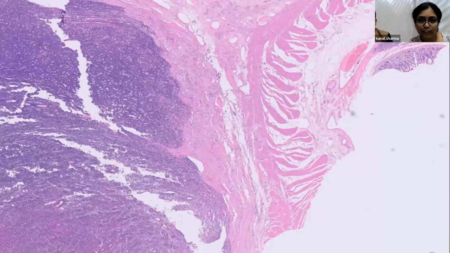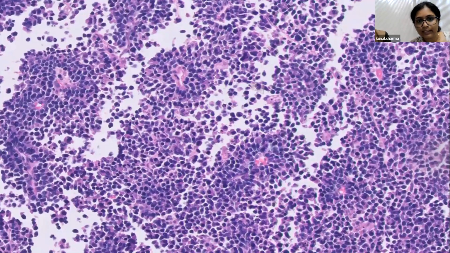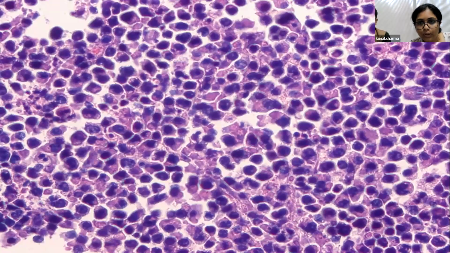So this is the HE slide where at one end you can see the normal colonic mucosa, and in the subserosal layer we can see a tumor which is arranged in diffuse sheets. It's a blue looking tumor. On higher power we can see that there is a little bit of rosetoid arrangement, and the cells are large, with some of them having plasmacytoid-like morphology with eccentrically placed nuclei and a perinuclear hof. Yeah, here you can see some perinuclear hof.